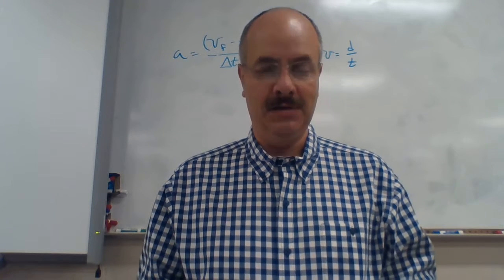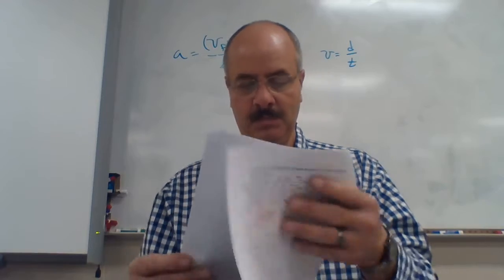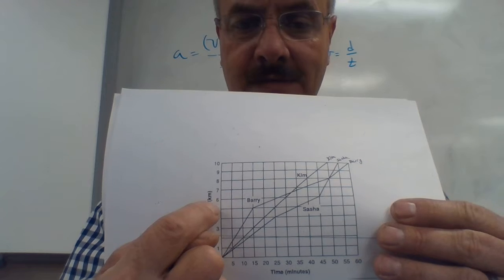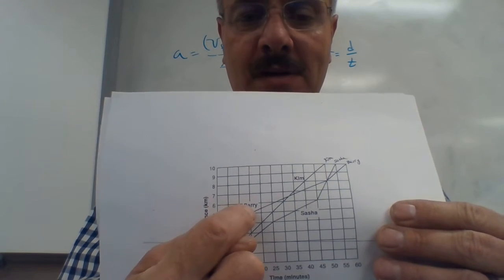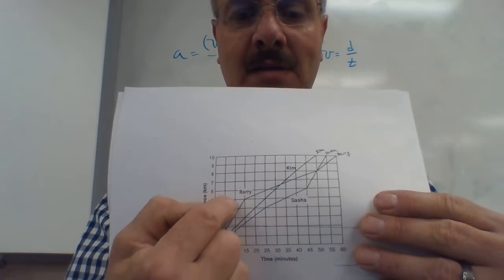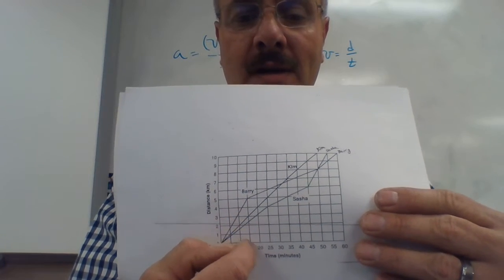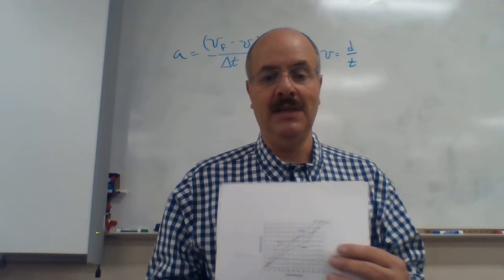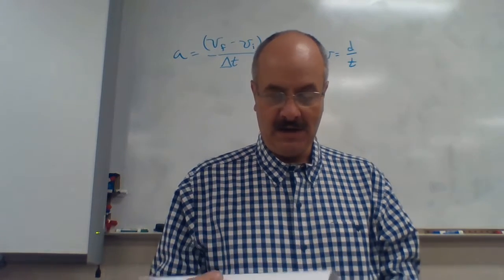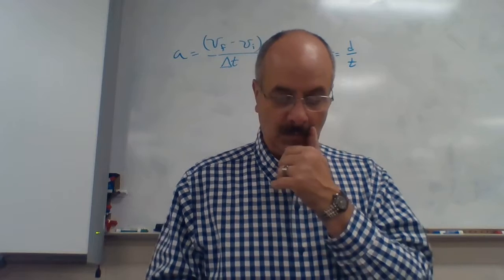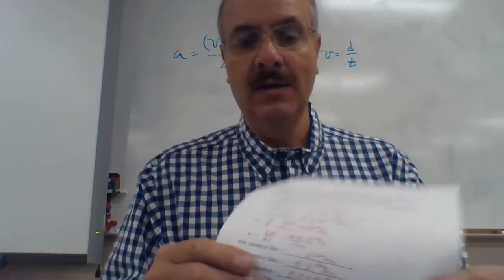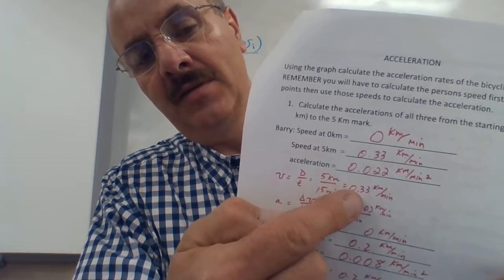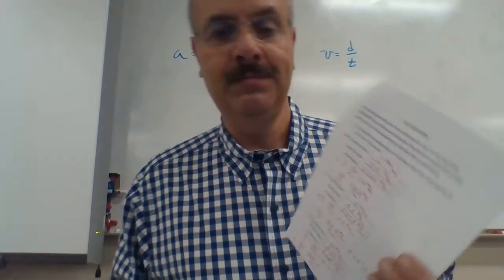Now I have to go to 5 kilometers. So we have to look at the graph for Barry. We go up to 5. So there's the 5 kilometers right there. So how far did he travel? 5 kilometers, so that's my distance. How long did it take him? So I go down here. It took him 15 minutes. So I'm going to go 5 divided by 15. If I type that into my calculator, I get 0.33 kilometers per minute.